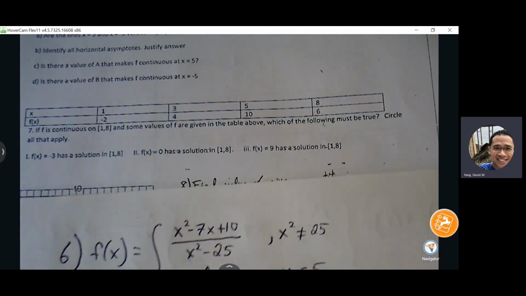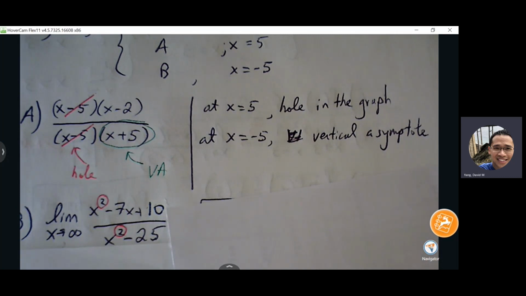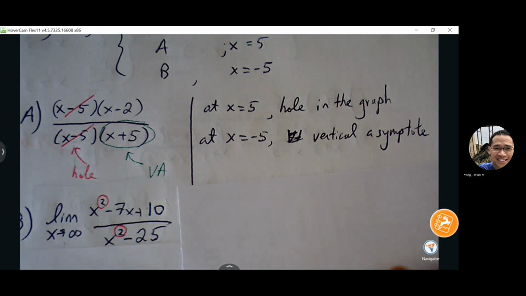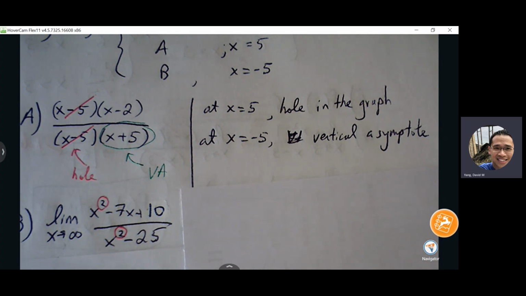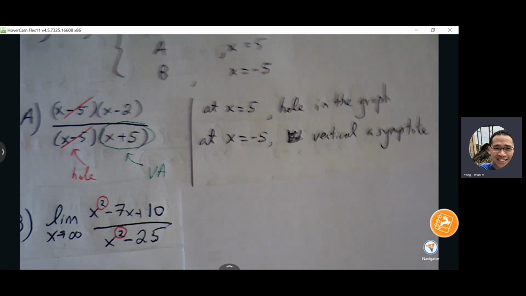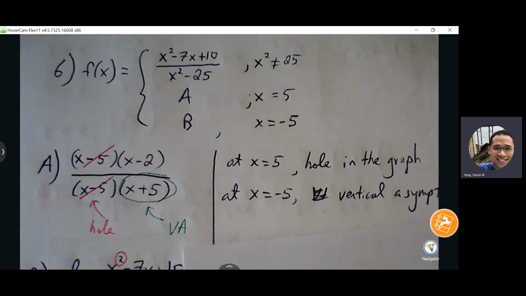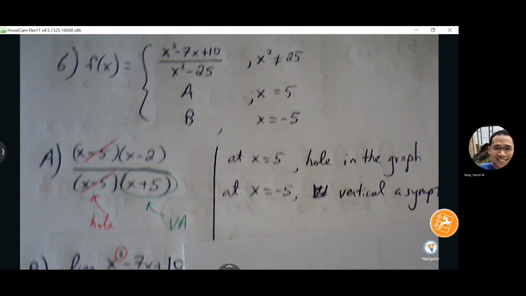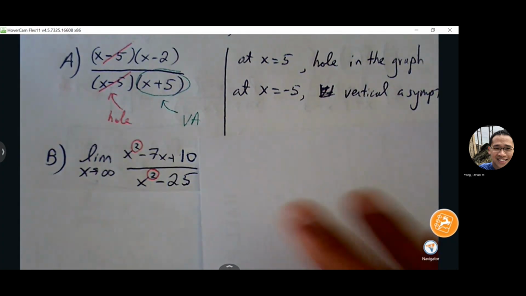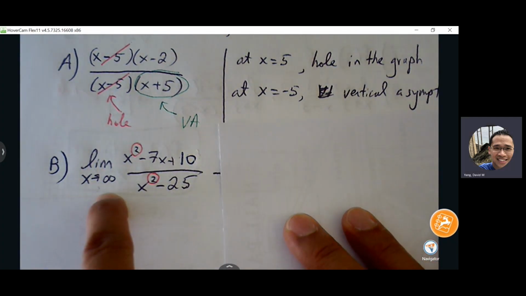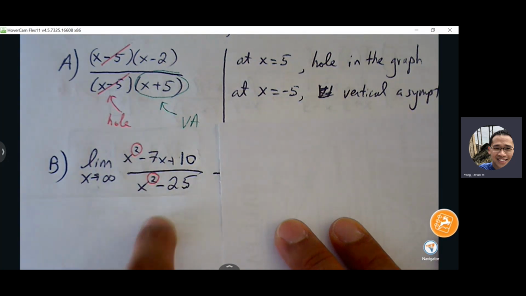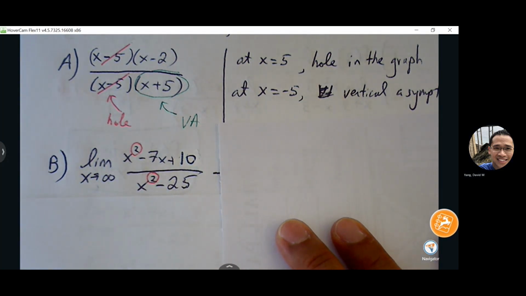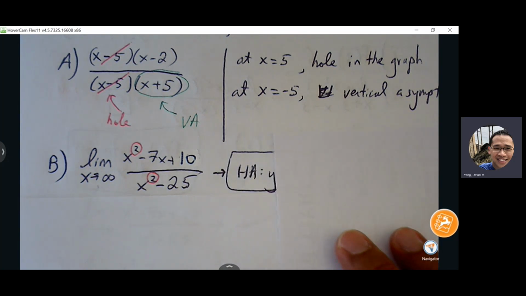Next part is asking, identify all horizontal asymptotes. So what does that mean? That means take the limit as x approaches what? Infinity, okay. So I go back to my original function. Doing x approaching infinity, I compare degrees, so the degree is the same. Yes, so ratio is 1, y equals 1.